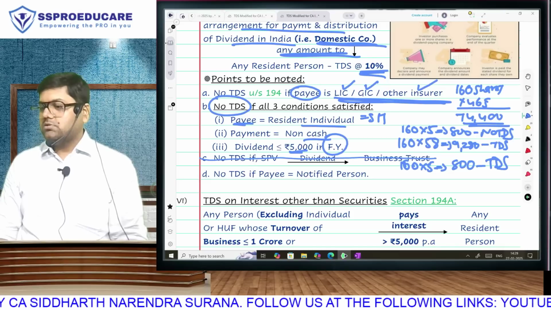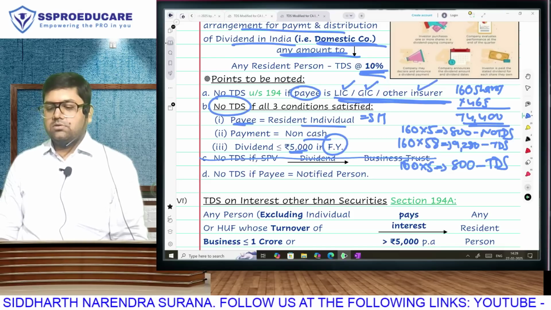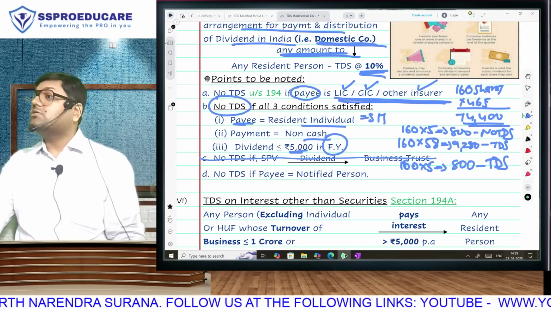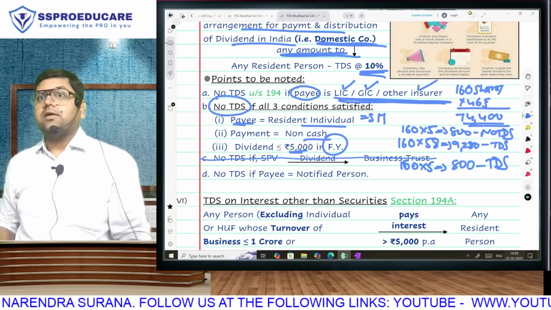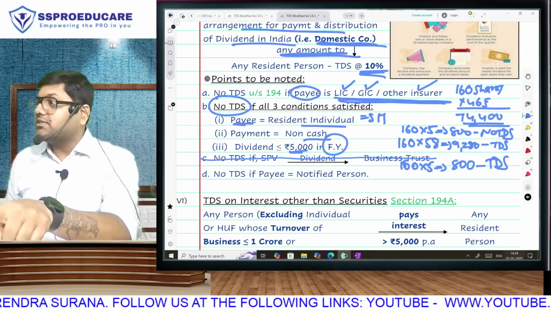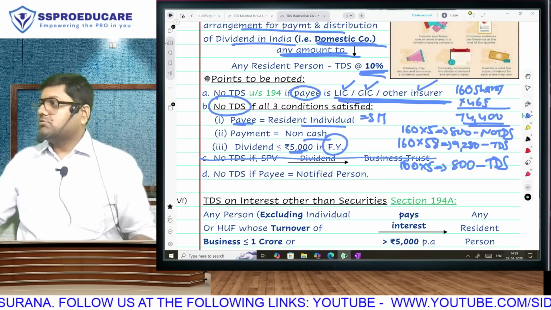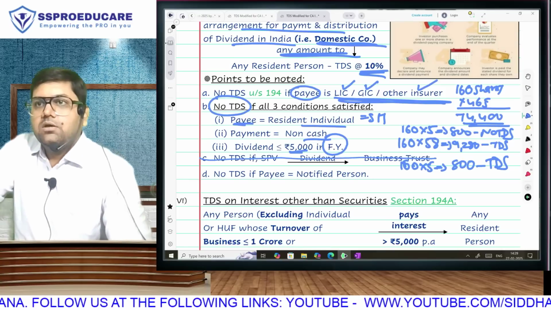You understood? So once you cross 5,000, that company will start deducting. Other companies are not interested in that. Other company will see if it has paid me more than 5,000. It is always going to be per payer, per payee.